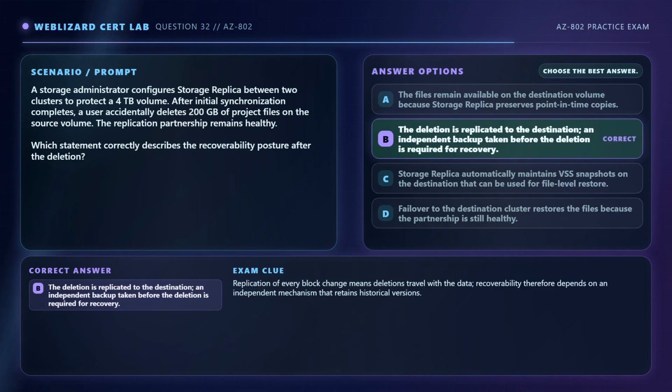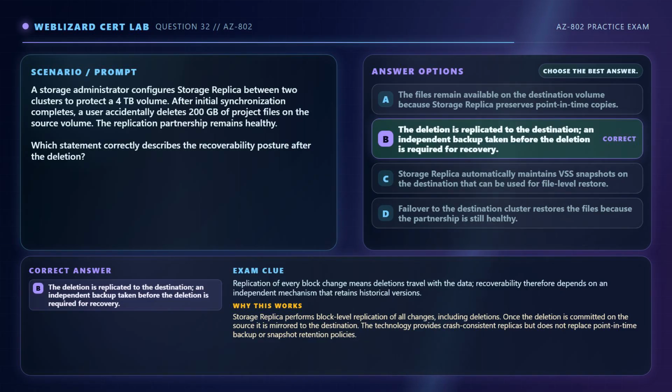The correct answer is B. The deletion is replicated to the destination. An independent backup taken before the deletion is required for recovery. Storage Replica performs block-level replication of all changes, including deletions. Once the deletion is committed on the source, it is mirrored to the destination. The technology provides crash-consistent replicas, but does not replace point-in-time backup or snapshot retention policies. Exam clue: replication of every block change means deletions travel with the data. Recoverability therefore depends on an independent mechanism that retains historical versions.